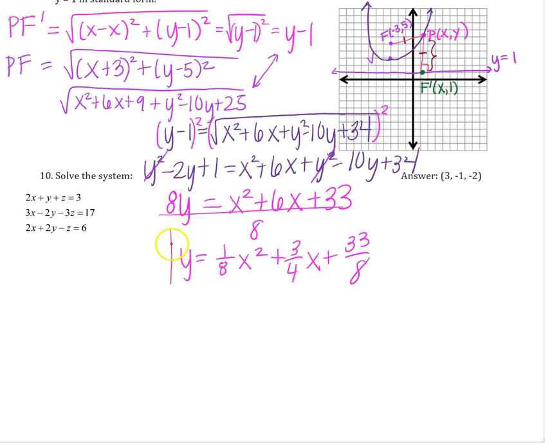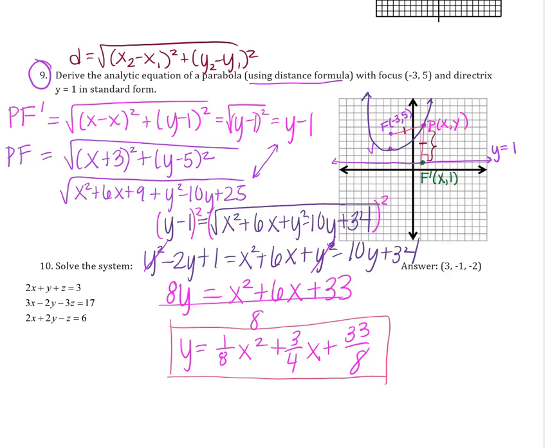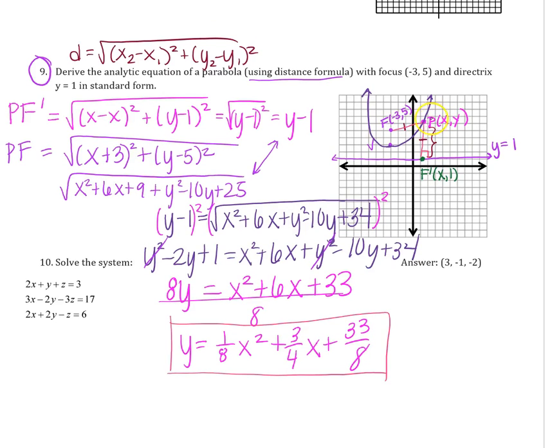So then this is the equation of your parabola. Okay, so the whole idea there, again, is that you know that no matter where this point is, it's going to be the same distance to the focus as it is to the directrix. So find these two distances using the distance formula and set them equal.